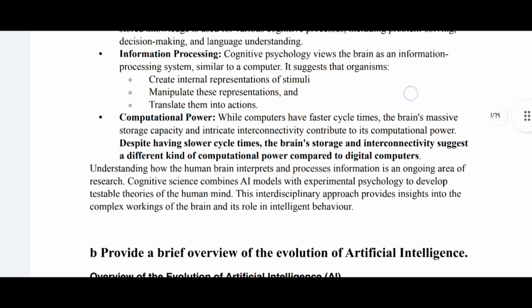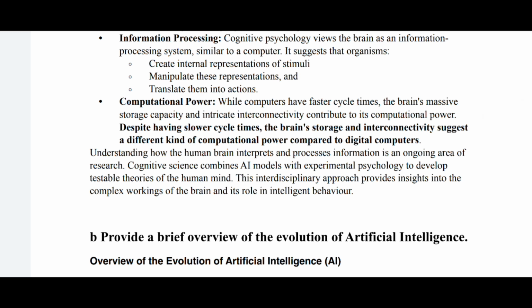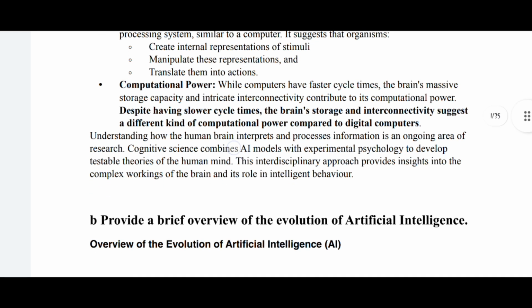Computational power: the computer has a faster cycle time, while the brain has massive storage capacity and intricate interconnectivity that contribute to computational power. Despite having slower cycle times, the brain's storage and connectivity suggest a different kind of computational power compared to digital computers.